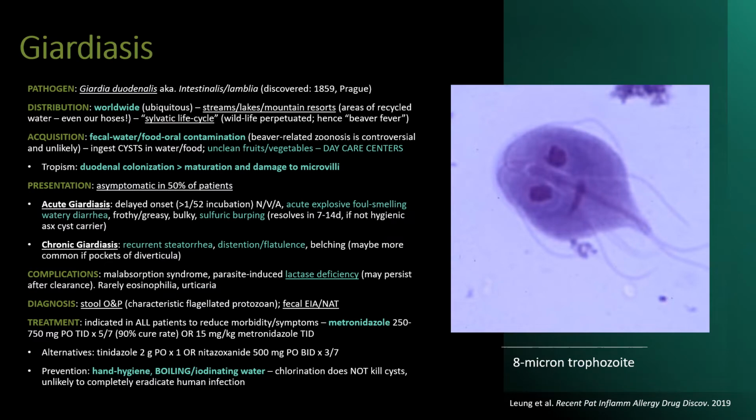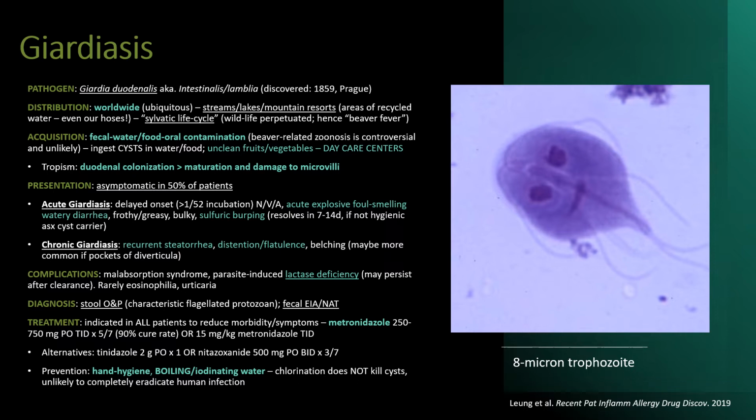The first intestinal protozoal infection we'll discuss is giardiasis, which is caused by the flagellated protozoa Giardia duodenalis, sometimes also called Giardia lamblia or intestinalis, discovered in 1859 in Prague, although it was one of the first microorganisms identified by the microscope by Antony van Leeuwenhoek in 1681, which he described as animalcules in his stool.